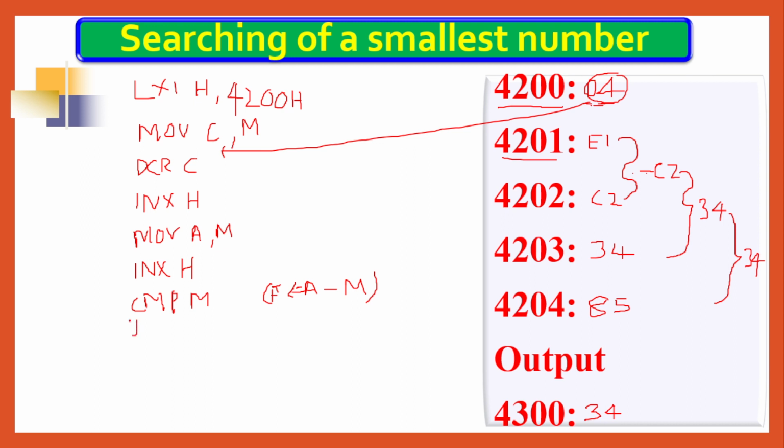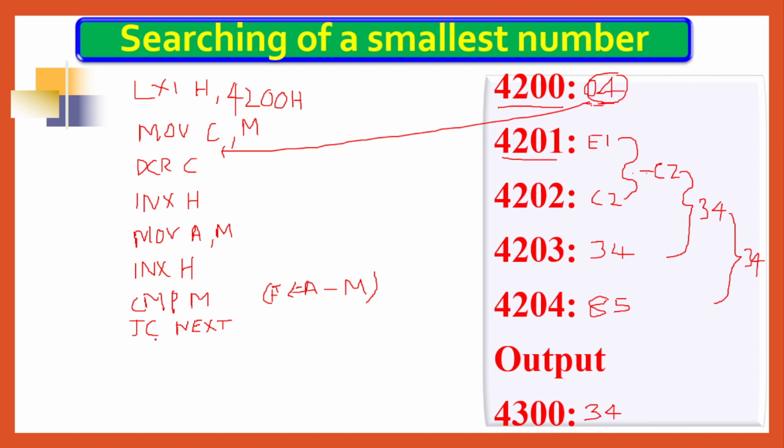Suppose carry occurs. Carry occurs means whatever number is in the accumulator itself is the smallest number. So no need of exchange, go to the next. Suppose no carry. No carry means the accumulator has the largest number. In this case, E1 is the largest, C2 is the smallest. So what do we have to do? C2 as the smallest number we have to take into the accumulator.